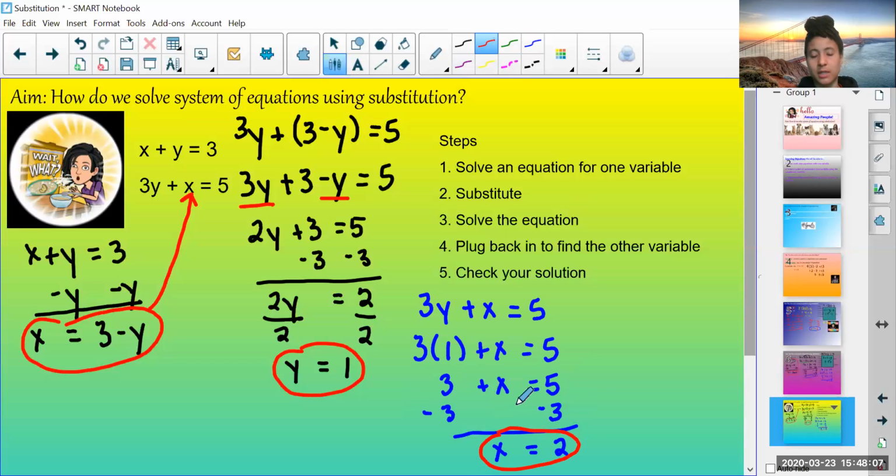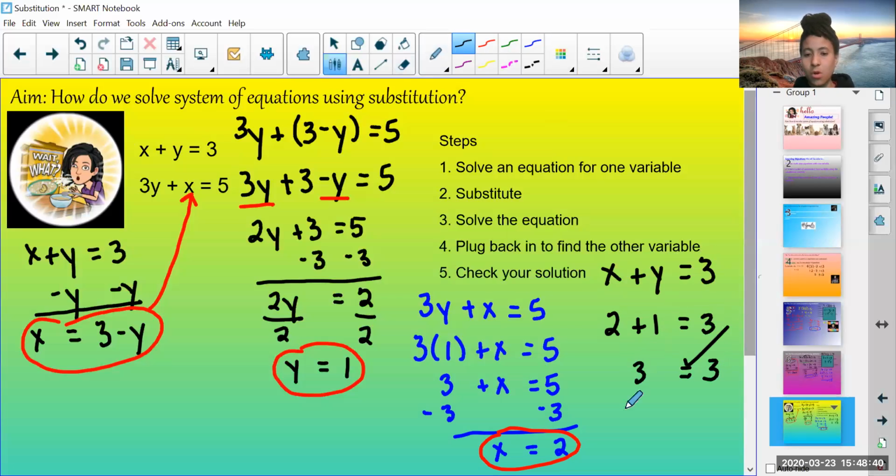So now I know that x is equal to 2 and y is equal to 1. So we just want to check it back again. We can use any equation. I want to use the first one in this case because it's just a lot easier, right? So I'm going to do my check. So if I have x plus y equal to 3, I know that x is 2 and y is 1. Does it equal to 3? 2 plus 1 is 3, and 3 is equal to 3. Woo woo! So our ordered pair for this one is 2, 1.